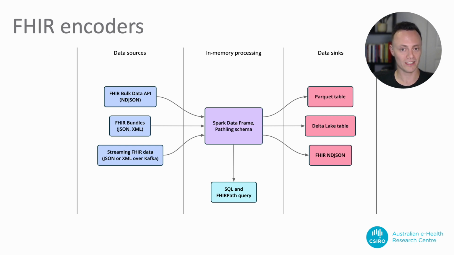Data can be optionally persisted using the Parquet format. Parquet is a columnar data format that is optimized for analytic query and is compatible with many different analytic tools. Delta Lake is a variation of Parquet with additional features such as history and transactions. Delta allows you to incrementally update your analytic replica and time travel between versions. The encoders are also capable of generating FHIR back out of the data frame with no loss of fidelity.